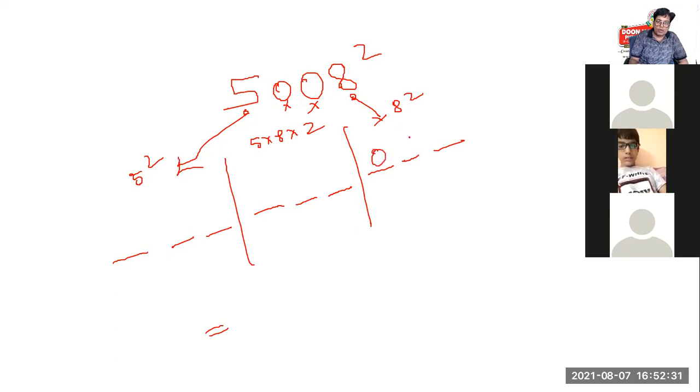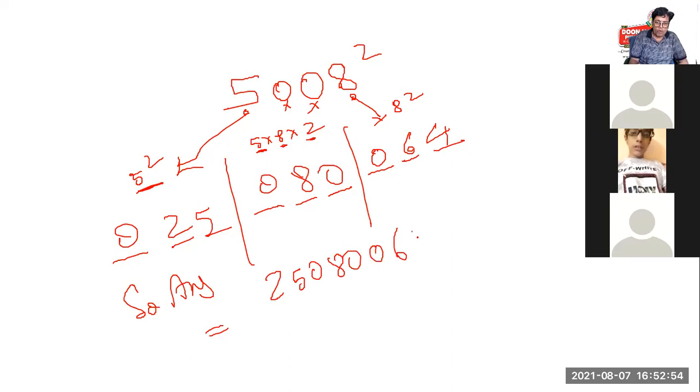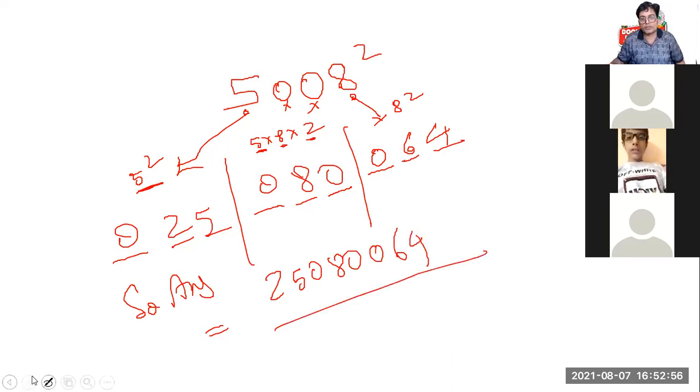8 square is 0, 6, 4. 5 into 8 is 40, 40 into 2 is 80. And 5 square is 0, 2, 5. So the answer will be 2508064. Don't think that I have told you earlier. I will always tell you new things which will be very useful. It is to be practiced. How much you practice, that much you will learn.